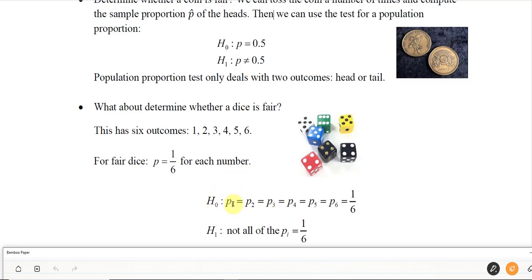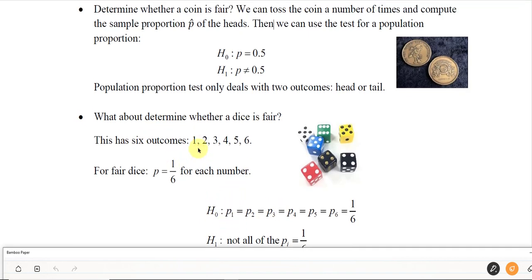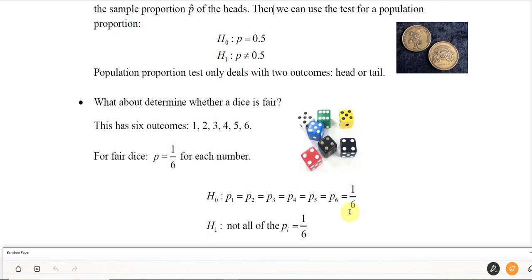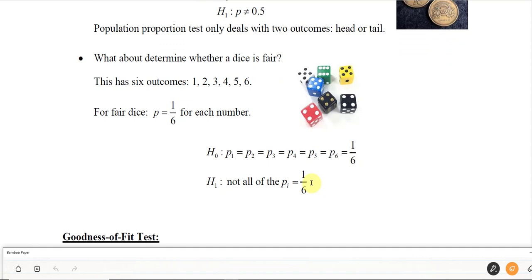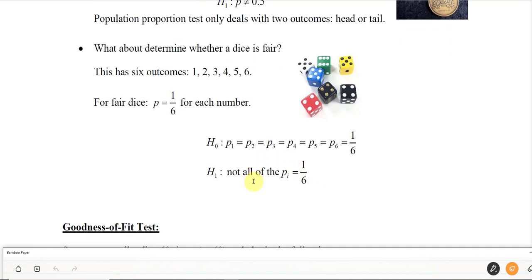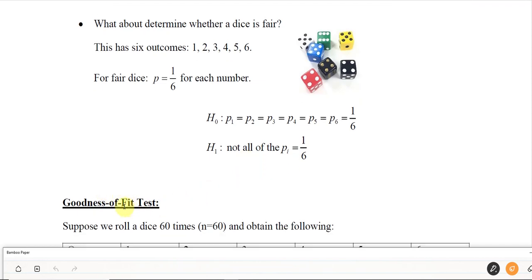And you see that here we have 6 different outcomes, and you cannot use the population proportion test as before, because there were only 2 outcomes for the proportion test, and in this case we have 6 outcomes. Therefore you have to use something else to perform the testing, which is the goodness of fit test or the chi-square test in this video. Alright, so now let's go over the goodness of fit test.